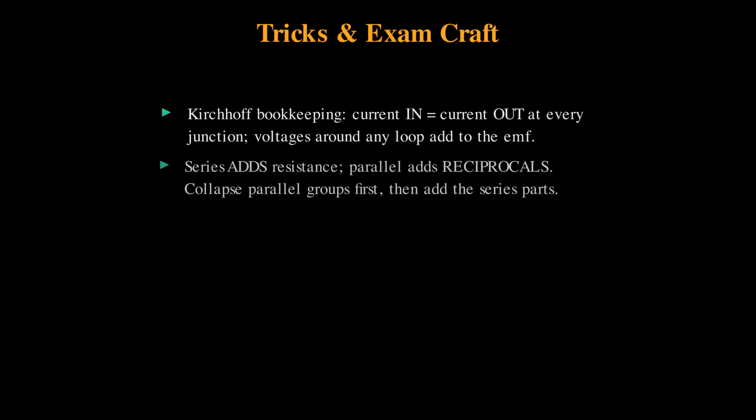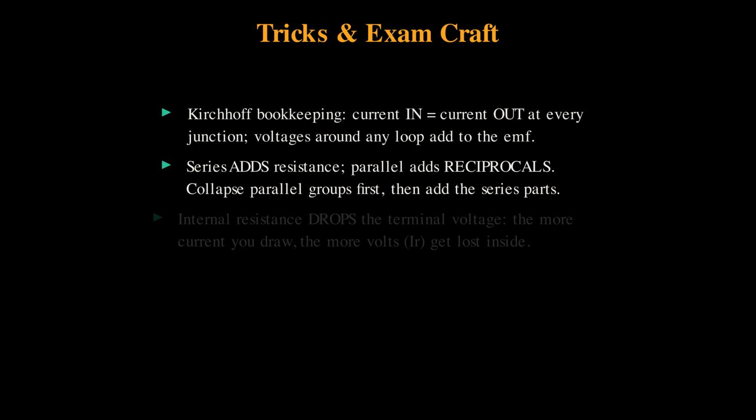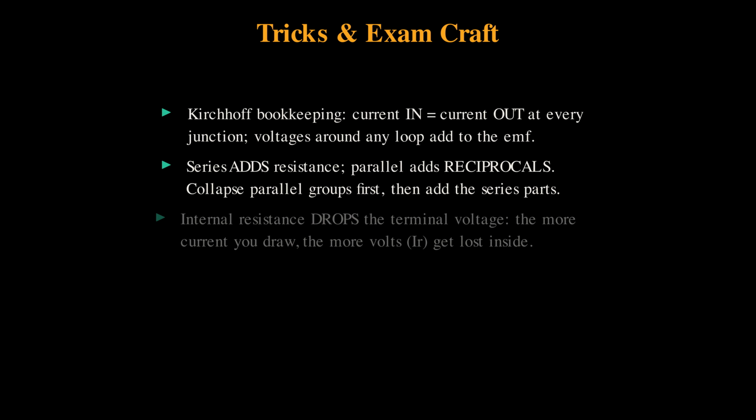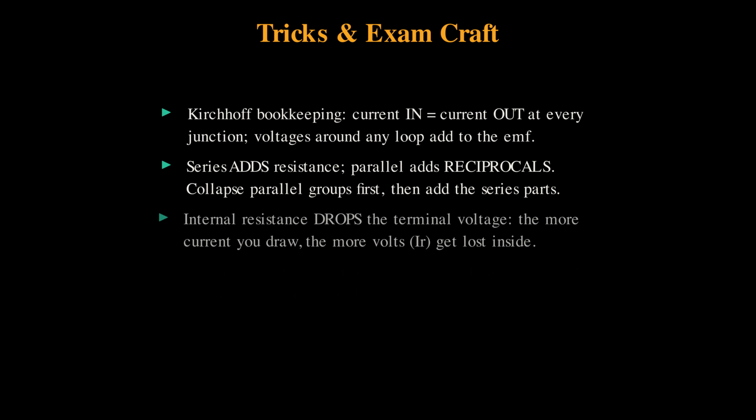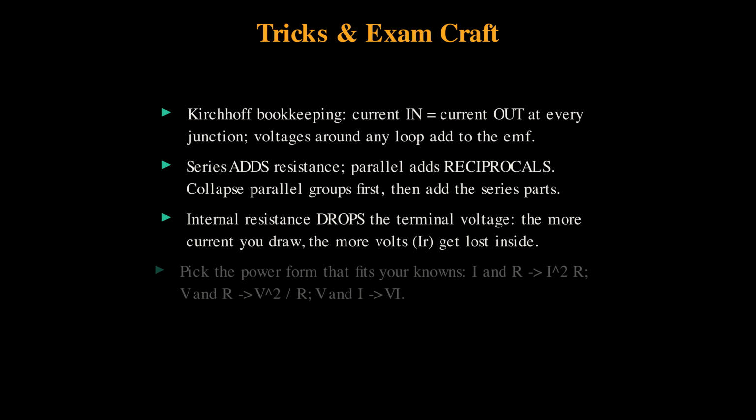2. Series adds resistances directly, but parallel adds reciprocals. So in a mixed network, collapse the parallel groups first, then add the series parts. 3. When a cell has internal resistance, its terminal voltage drops below the EMF. And the more current you draw, the bigger that drop. Watch for it whenever a question mentions internal resistance or a real battery.